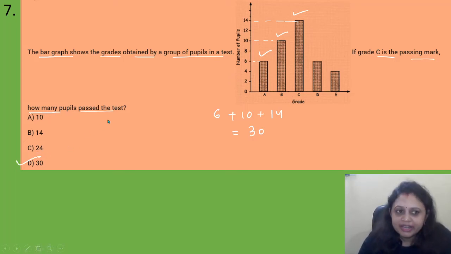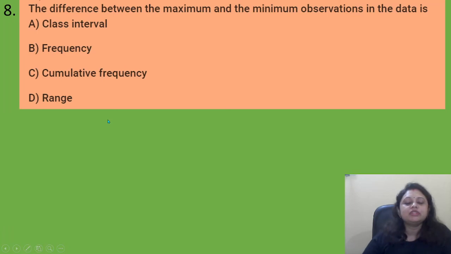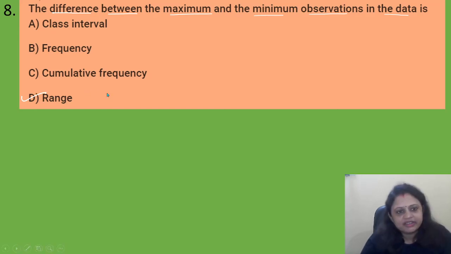Coming to the next question. The difference between the maximum and minimum observation in the data is option A, class interval, B, frequency, C, cumulative frequency, D, range. So in the question it is asked the difference between the maximum and minimum observation in the data. What is it known as? Yes, do you know? It is the range. Okay. So the correct answer is option D, that is the range.